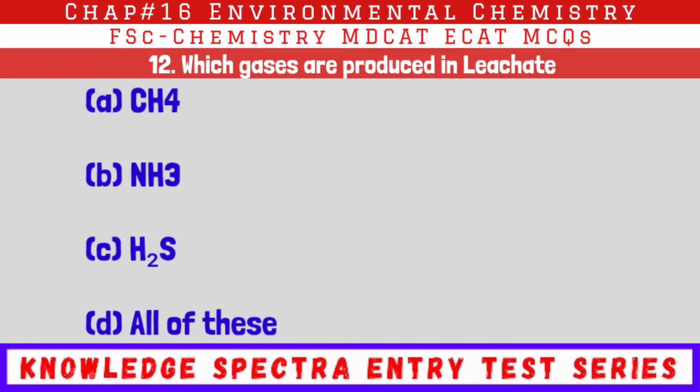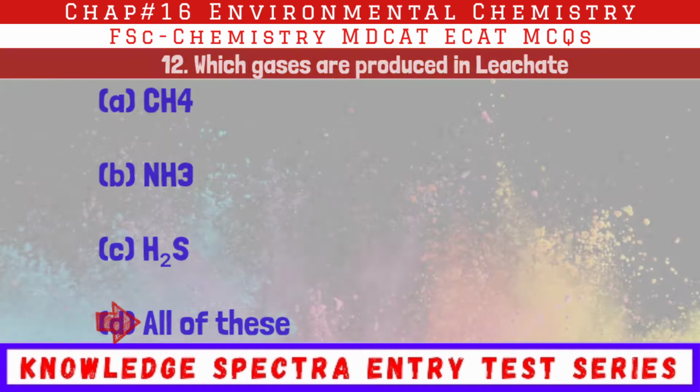12. Which gases are produced in leachate? A. CH4. B. NH3. C. H2S. D. All of these. Correct answer is D. All of these.